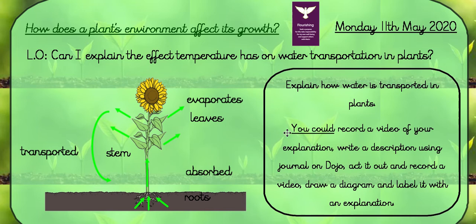And you can do this in a variety of ways. You could record a video of your explanation, which would be fantastic, and upload it to Class Dojo. You could write a description using journal, so write the description straight onto your journal on Class Dojo. You could act it out, get a bit creative and record a video of you acting it out. You could use other people to help you at home, or you could draw a diagram for me and label it with an explanation and take a photo and upload it to Class Dojo. So lots of options. I want you to get a bit creative and see if you can explain this important scientific process to me.